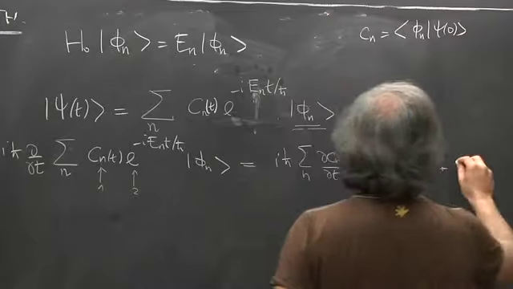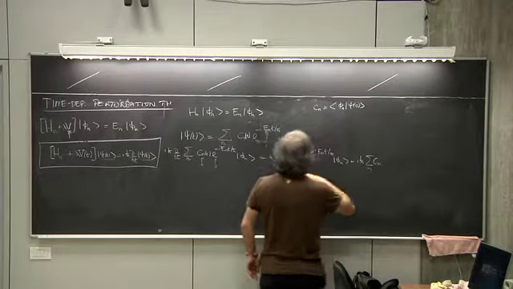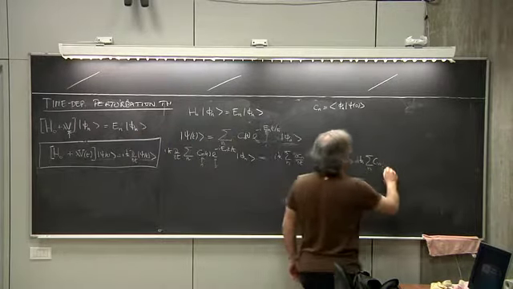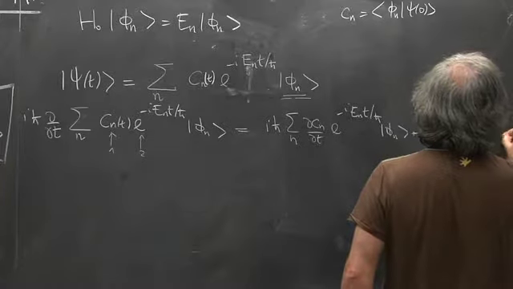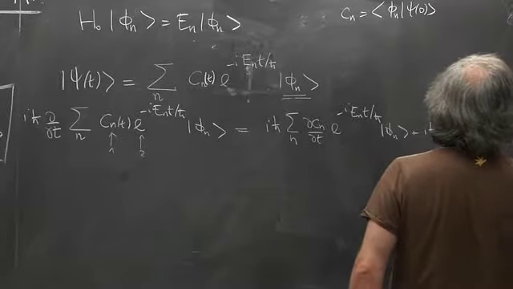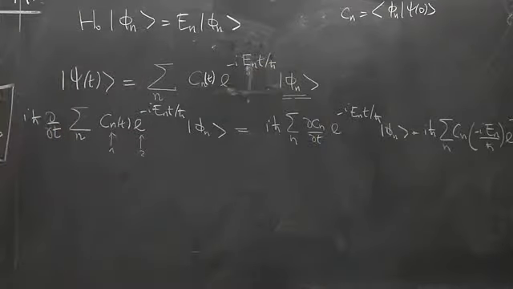plus a second piece that is i h bar sum over n, Cn. Now, when I take the derivative of the exponential, I get down minus i En over h bar, and then I have the same exponential again. Is this clear? Very easy algebra. All right?